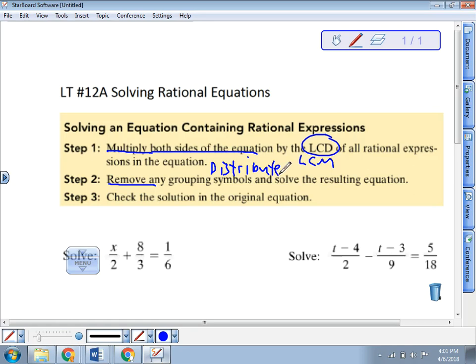Then we can always check the solution in the original equation, and I'm just going to put a little note there: is it undefined or not? And I'll explain what that means in a little bit. Okay, so here we go.